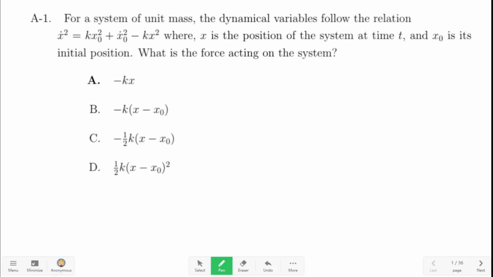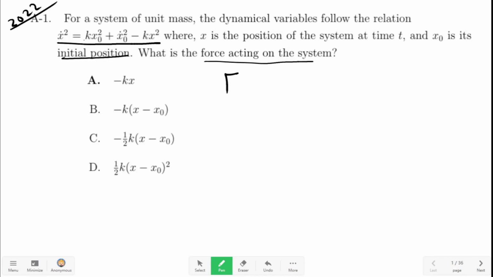In this video, let us solve 3 questions from mechanics which were asked in JEST 2022. So the first question is to find the force acting on a system. We are given the relationship between dynamical variables. Here x0 is initial position, k is also a constant.